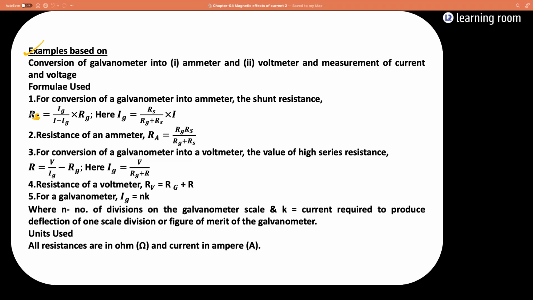Right. Next is, for conversion of a galvanometer into voltmeter, what are we supposed to do? You need to take a high resistor and connect it in series with the galvanometer. And what is the value of the series resistance that you need to connect? It will be V divided by Ig minus Rg, where V is the voltage that you want the voltmeter to measure, Ig is the full scale deflection current, and Rg is the resistance of the galvanometer. Clear?